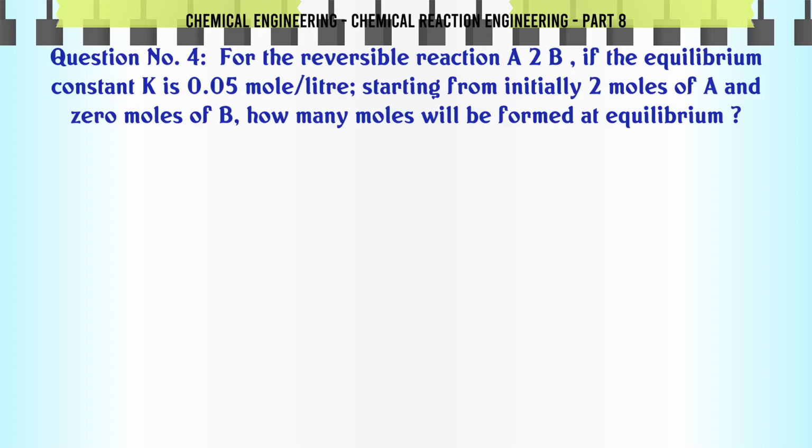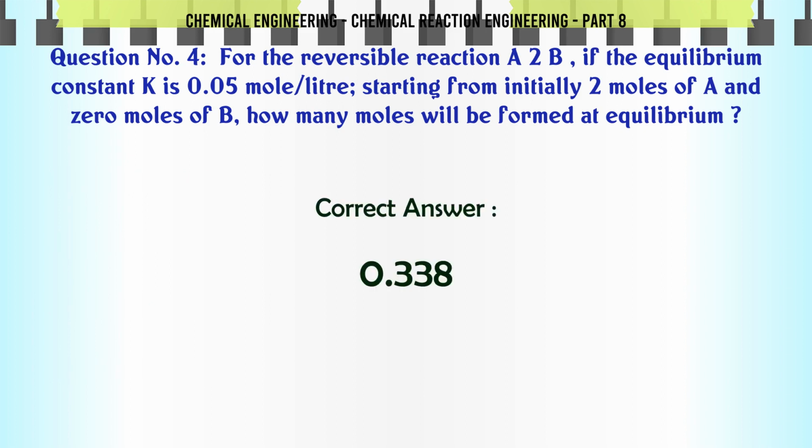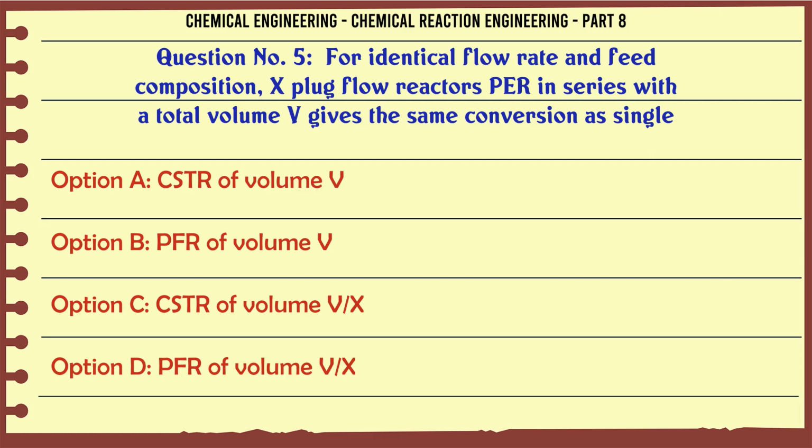For the reversible reaction A to B, if the equilibrium constant K is 0.05 mol/L, starting from initially 2 moles of A and 0 moles of B, how many moles will be formed at equilibrium? A. 0.253, B. 0.338, C. 0.152, D. 0.637. The correct answer is 0.338.